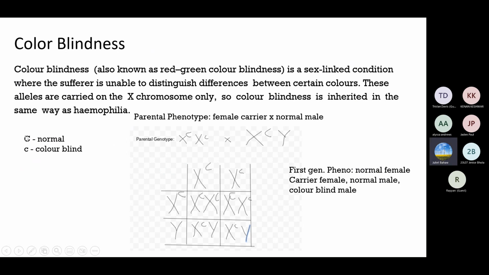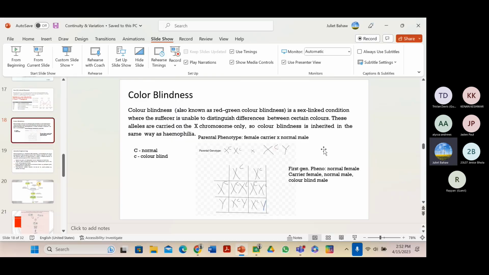So in this case, you could use C for normal, common C for colorblind when you are working out your question. And don't forget, put down your sex chromosomes first. So follow this example.